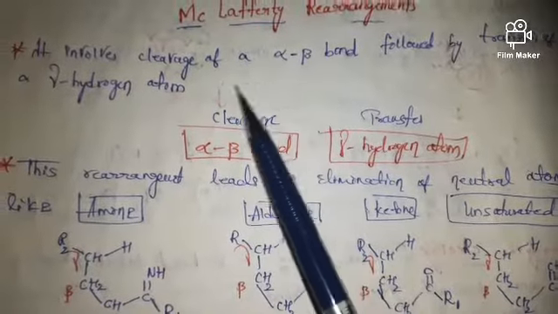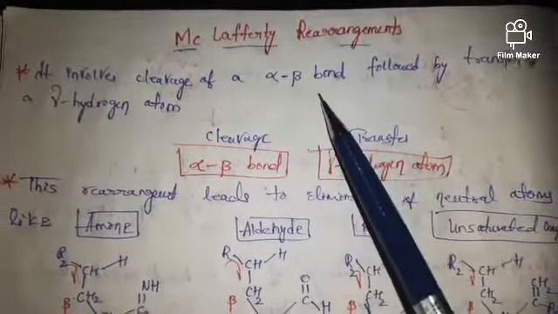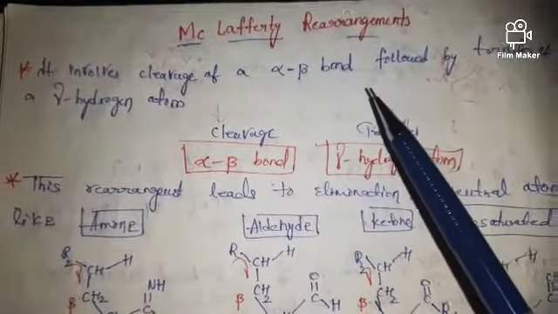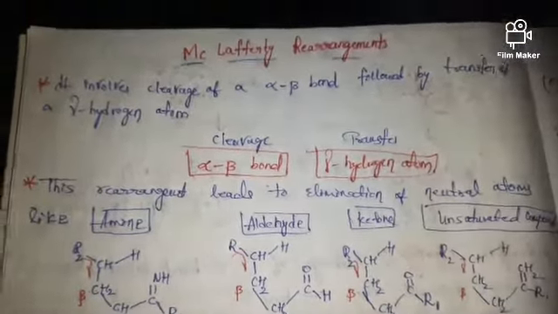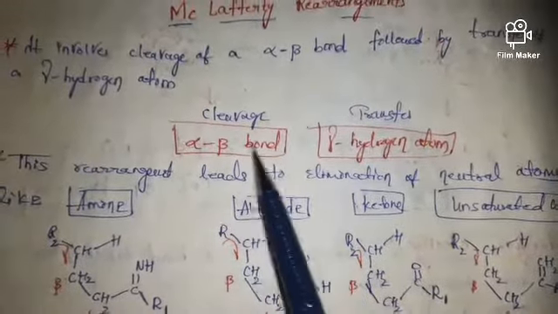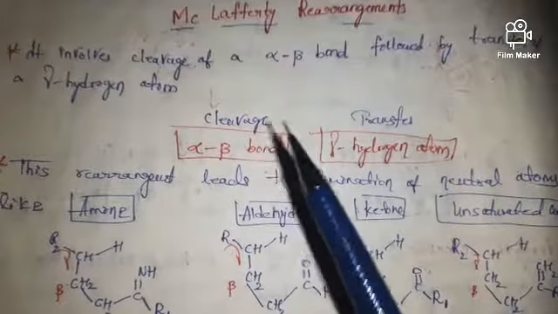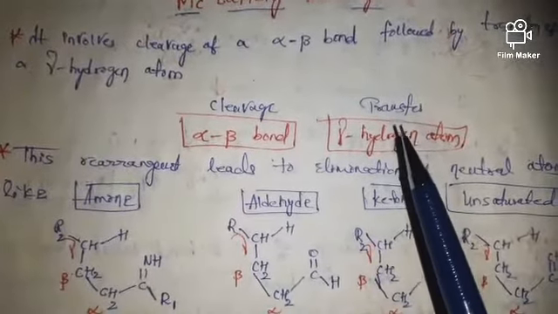So here the two points are: first, cleavage of the alpha-beta bond; second, transfer of the gamma hydrogen atom. Just try to remember these two points, friends. Cleavage of the alpha-beta bond, transfer of the gamma hydrogen atom. That is the McLafferty rearrangement, friends. See how simple it is.